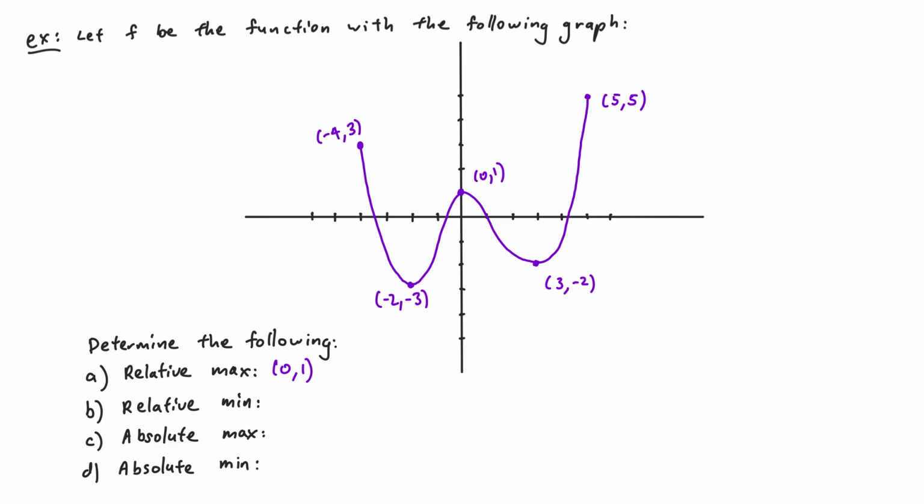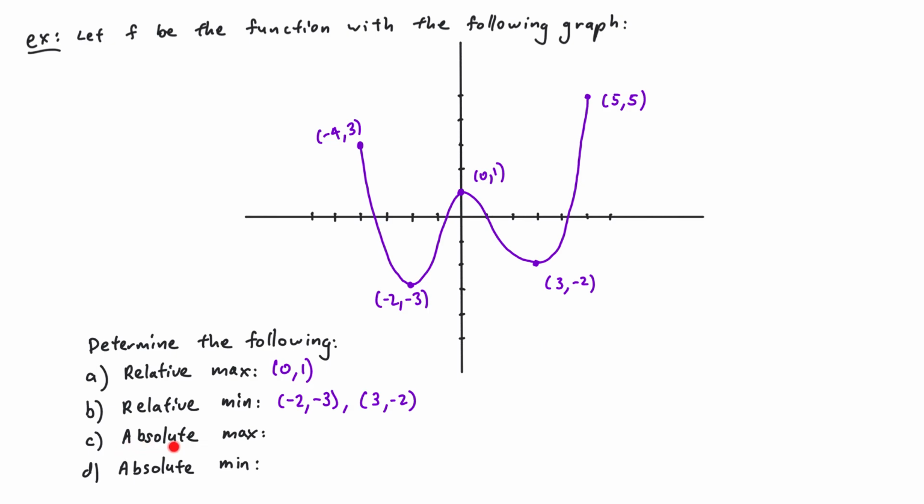For relative minimums, we're looking at the bottoms of the valleys in our graph, or when our graph transitions from decreasing to increasing. In this example, there are two relative minimums, one at -2, -3, and the other at 3, -2. At these points before the graph is decreasing and after the graph is increasing. Decreasing before, increasing after. So our two relative minimums here are -2, -3, and 3, -2.